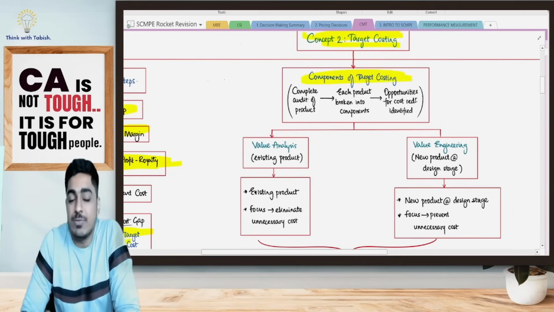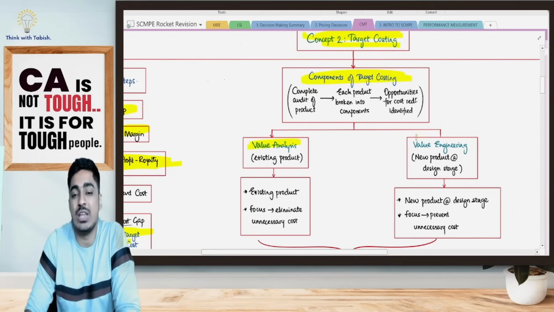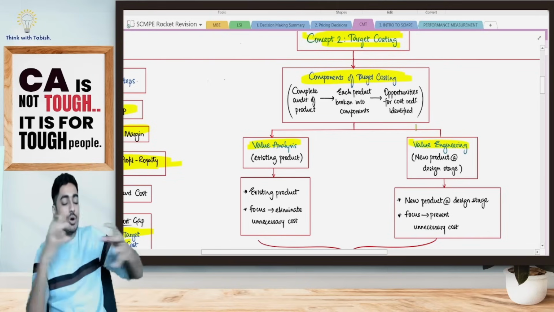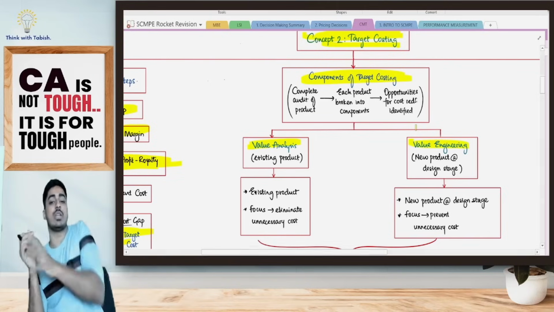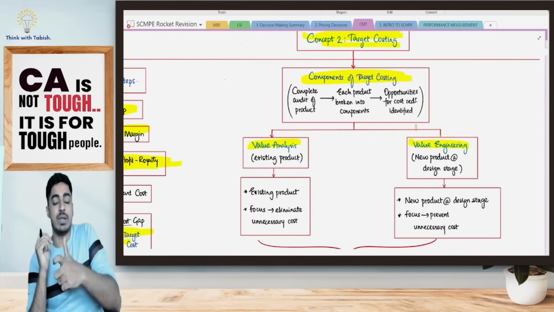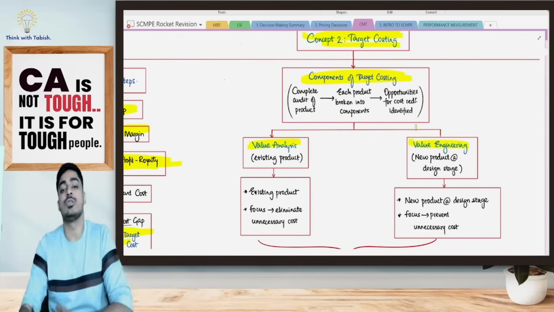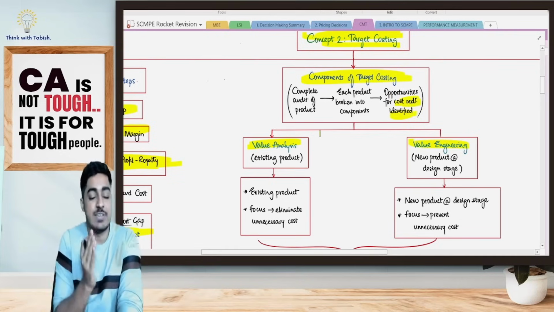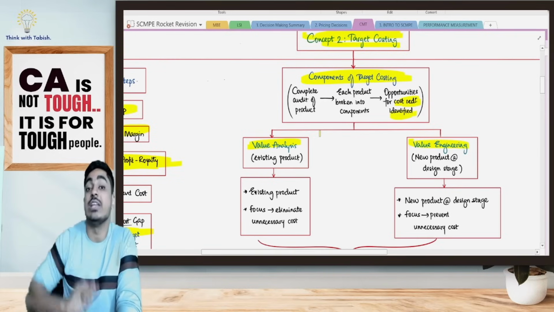Now we are having different components of target costing. We are having two different components. One is value analysis, the other value engineering. In both of these, we are doing a complete audit of the product, step by step, how the product is produced. Every product is broken into components. Each component is studied so that opportunities for cost reduction can be identified. Is it clear?